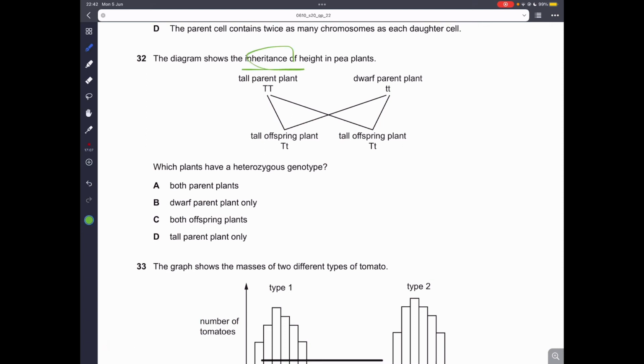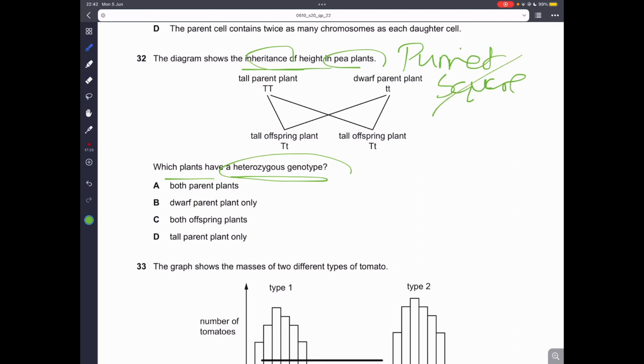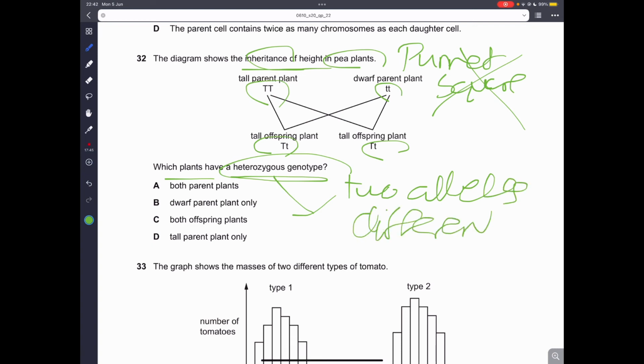Question 32. The diagram shows the inheritance of height in pea plants. Which plants have a heterozygous genotype? For this, we have to draw a Punnett square. Basically, it's just like a multiplication table. Actually, we don't have to draw a Punnett square because they have given us all the information that we need. Remember, heterozygous basically means containing two alleles that are different to each other.